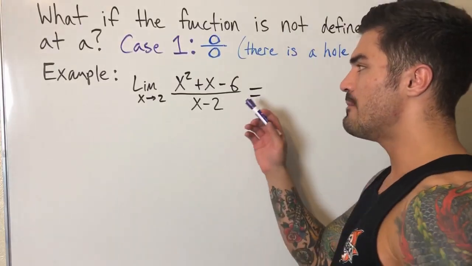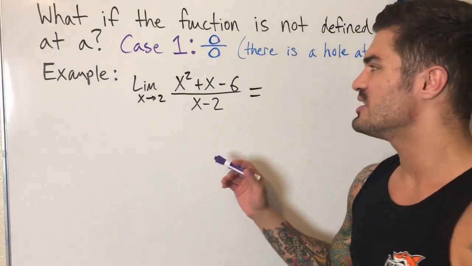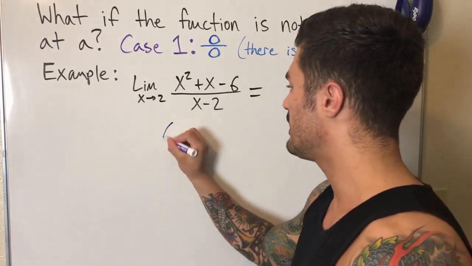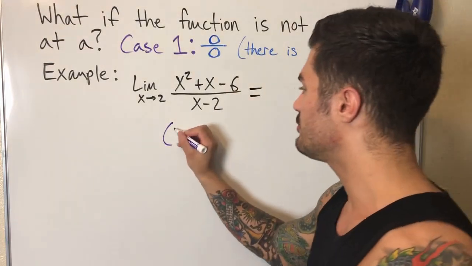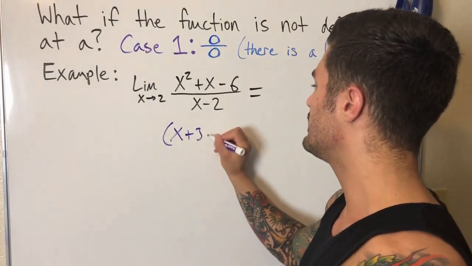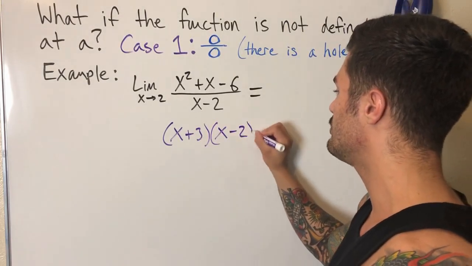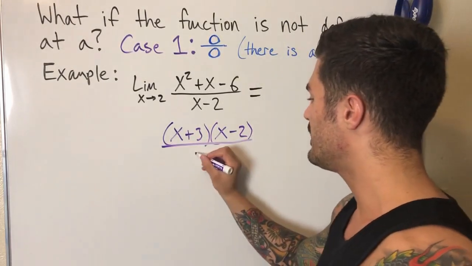So I'm looking for 2 numbers that multiply together to be -6 and add together to be +1. So let's see, what are those going to be? I have x plus 3 and x minus 2. So that's my numerator when it's factored, x plus 3, x minus 2. And then in the bottom, I still have that x minus 2.